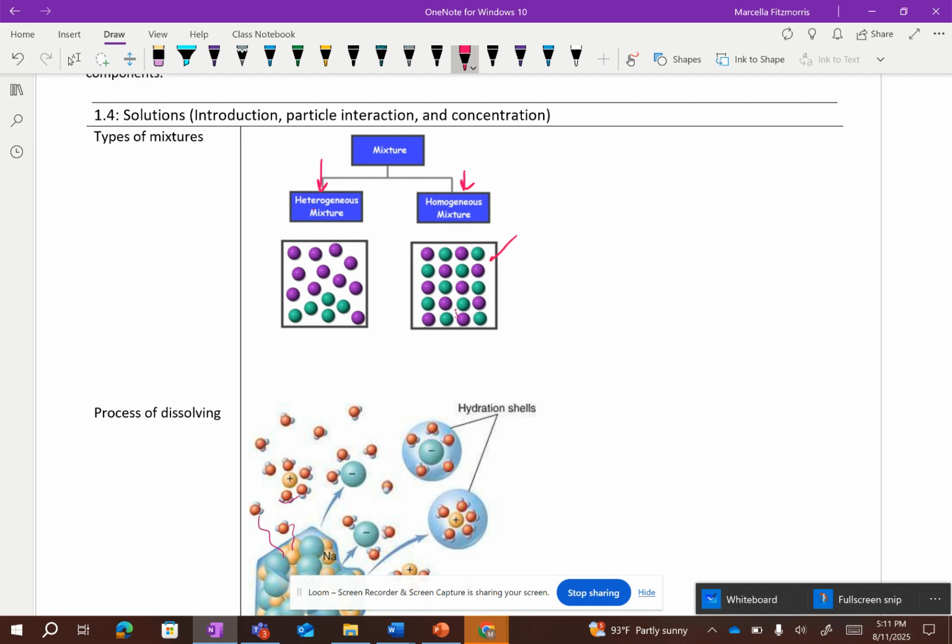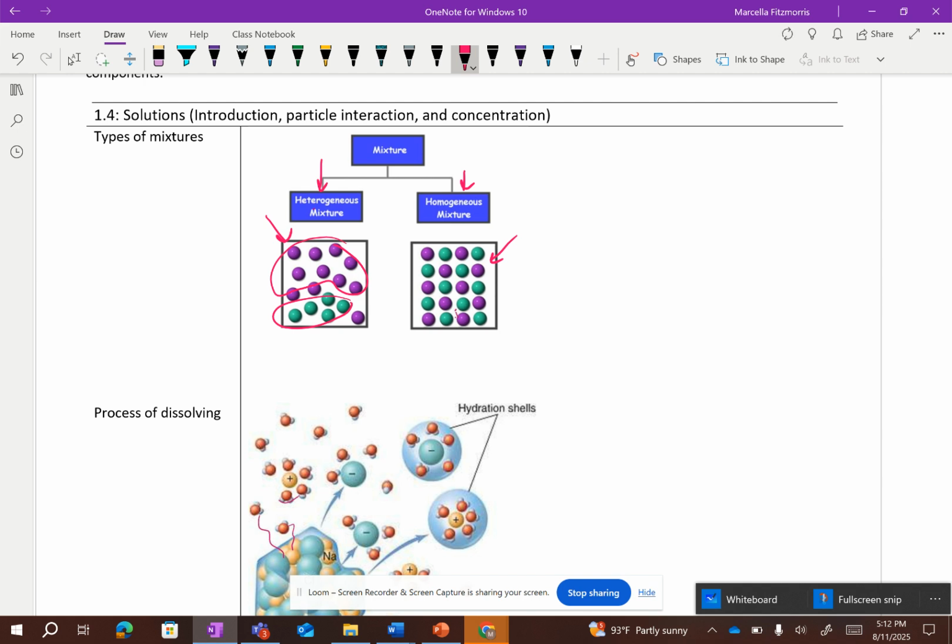Homogeneous mixtures look the same throughout. As you can see, pretty much the same pattern keeps on presenting itself throughout the whole solution. If I took one part of the solution and the other, it'll look pretty much exactly the same. Heterogeneous, though, you notice how the purple's up here, all the green's down there. Heterogeneous mixtures do not have to be the same throughout.